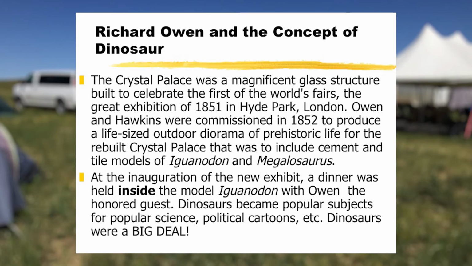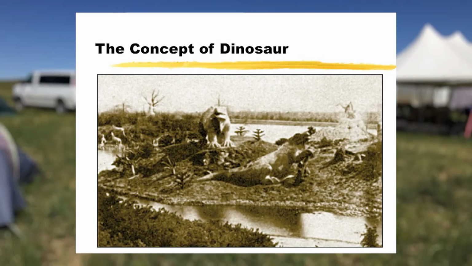In 1851, 1852 in Hyde Park, they had a world exhibition, World Fair, and Owen and Hawkins were commissioned to produce life-size outdoor dioramas of the dinosaurs. So they built these models of cement, and they had an iguanodon there on exhibit, and they had a dinner party inside the model of the iguanodon. Dinosaurs were now a big deal. Here are some depictions of the dinosaurs at the World Fair. It was a big deal.